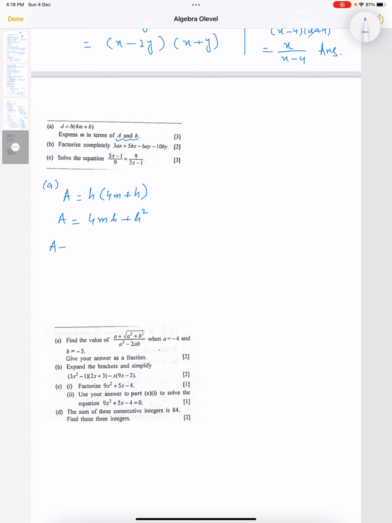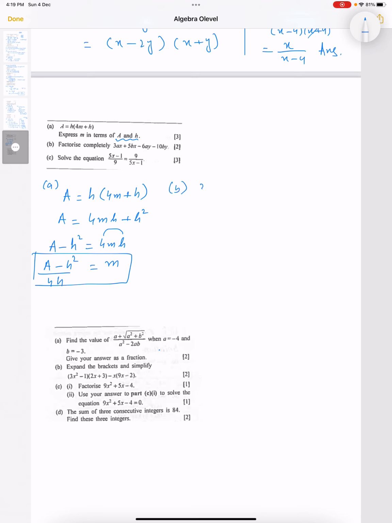Further, it becomes a minus h square is equal to 4mh. Since we have to make m the subject, 4 and h will be divided. So m is equal to a minus h square over 4h. That's the answer. Now b part.